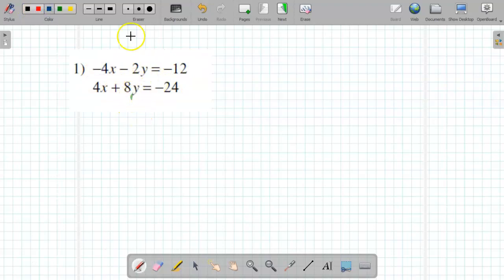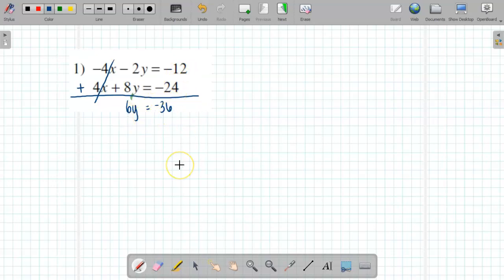And so the idea is that if we add these two equations together, we want something to cancel out. Elimination works particularly well on this problem because right now I have a negative 4x and a positive 4x, and if I add those together, I get 0. So these two cancel each other out. Then I could add my negative 2 and my 8, which will give me 6y. And then I could add my negative 12 and my negative 24, which is going to give me negative 36.